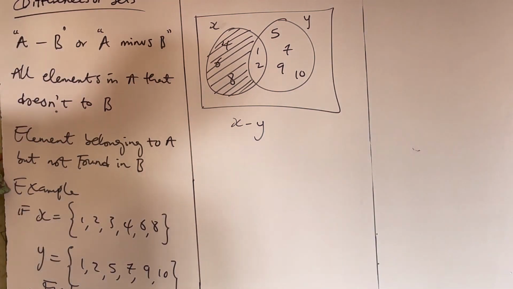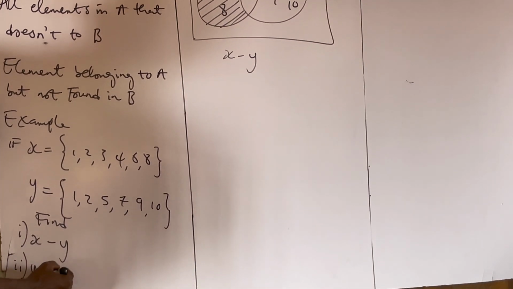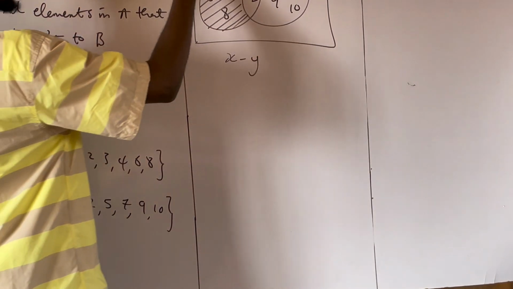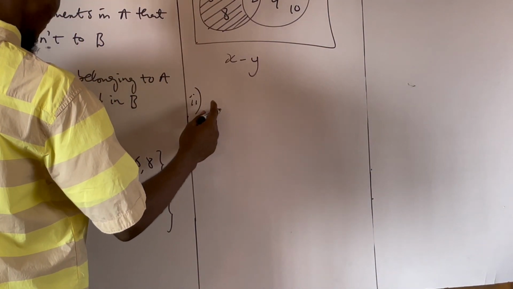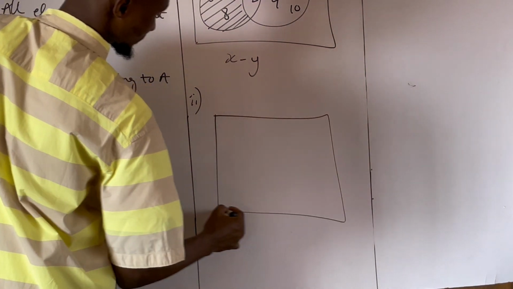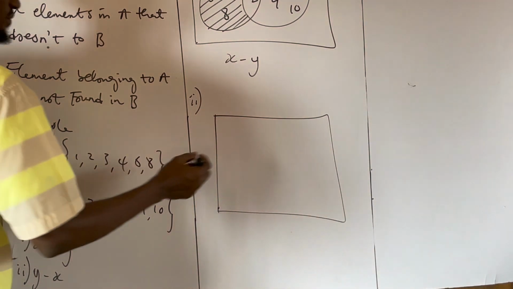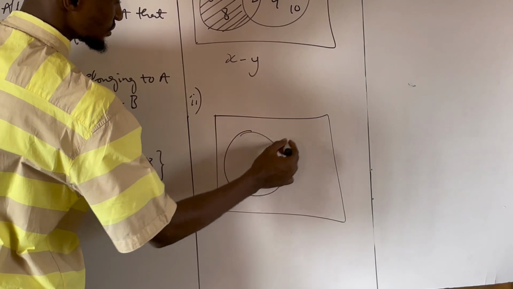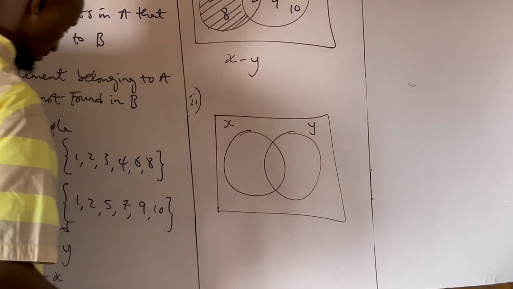Now, if we are asked to find Y minus X, this is it. Now, Y minus X. We're going to draw another Venn diagram. We'll draw that Venn diagram, we put our circles. This is X, this is Y.